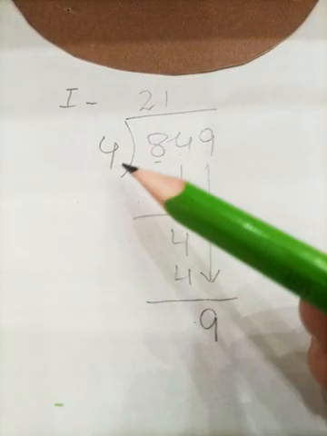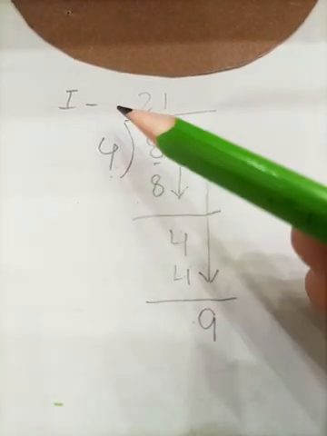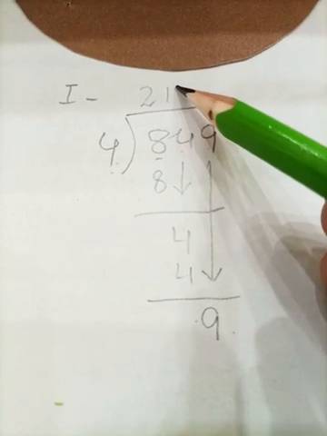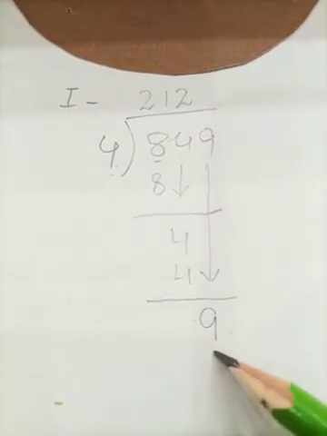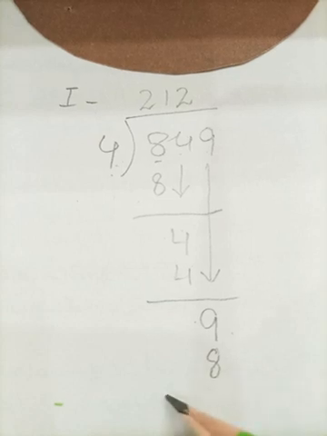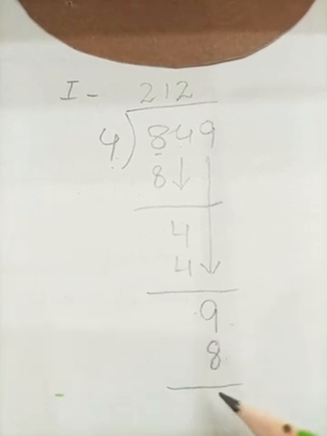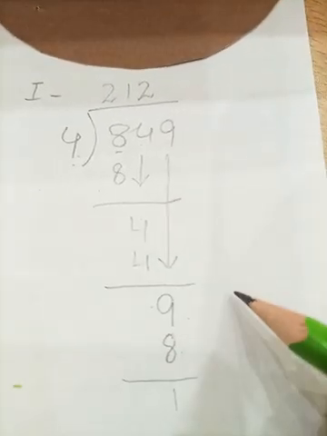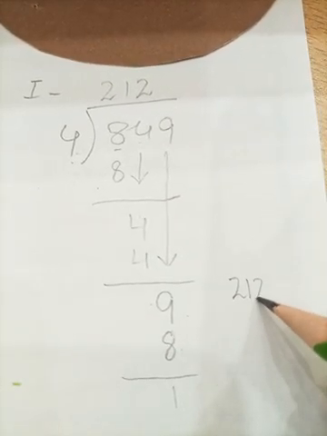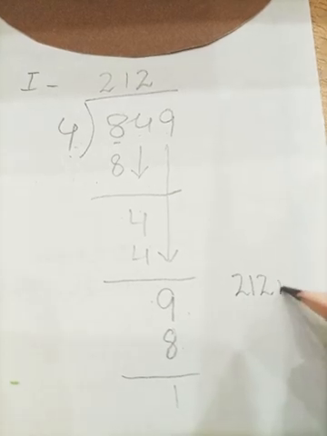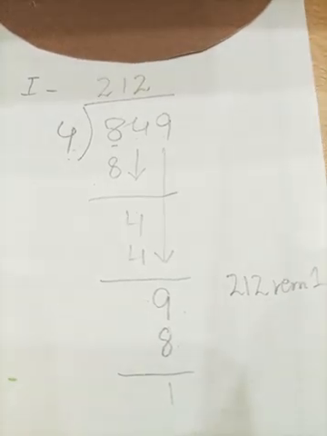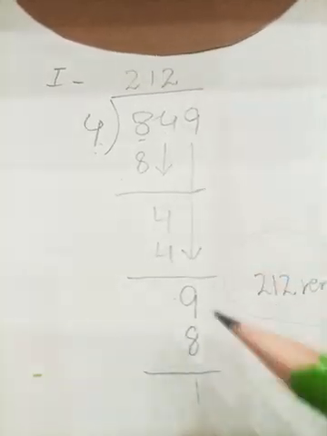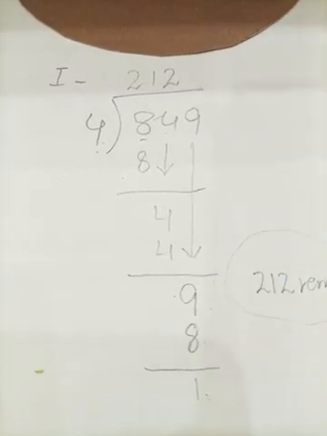Now students, in the table of 4 we can't get the 9. So we are taking 4 2s are 8. And here we are left with the remainder, 9 minus 8, and our remainder is 1. So we are going to write our answer as 212, that is our quotient, and our remainder is 1. Okay students, you are going to write your answer in this way, because here we are left with the remainder 1.